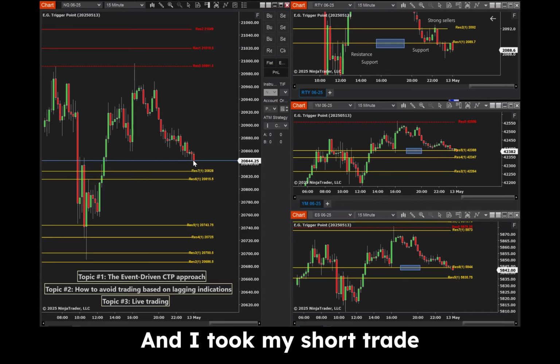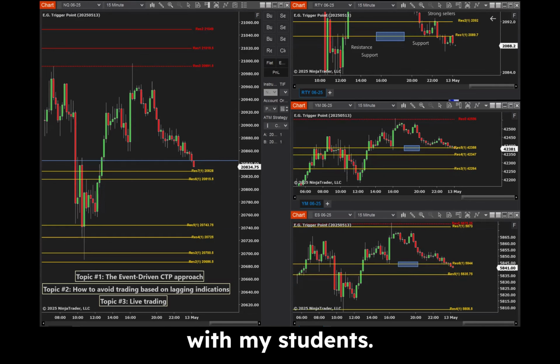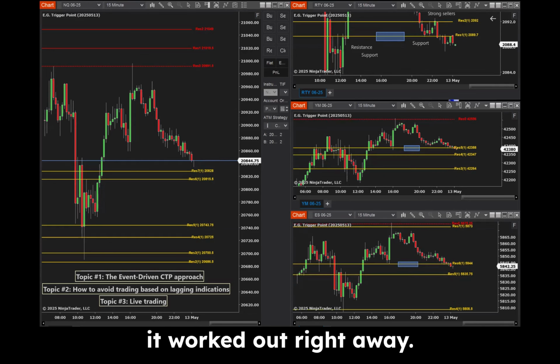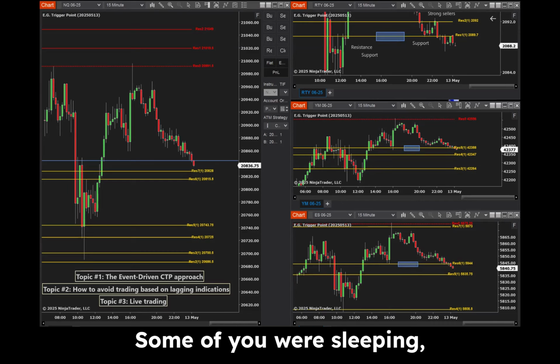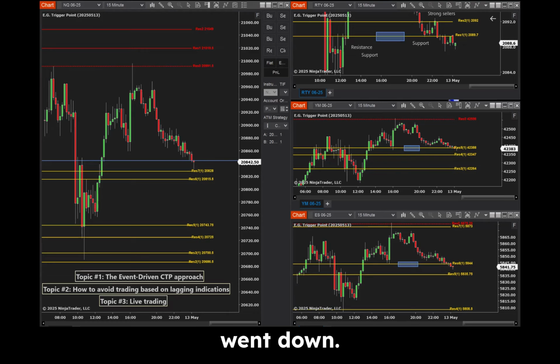And I took my short trade here on NQ. It worked out right away. Okay, now I'll run the market. I took this short together with my students, okay? It worked out right away. I took this short in the live session. Some of you were sleeping, but okay, I placed my pending order and then the market just went down.